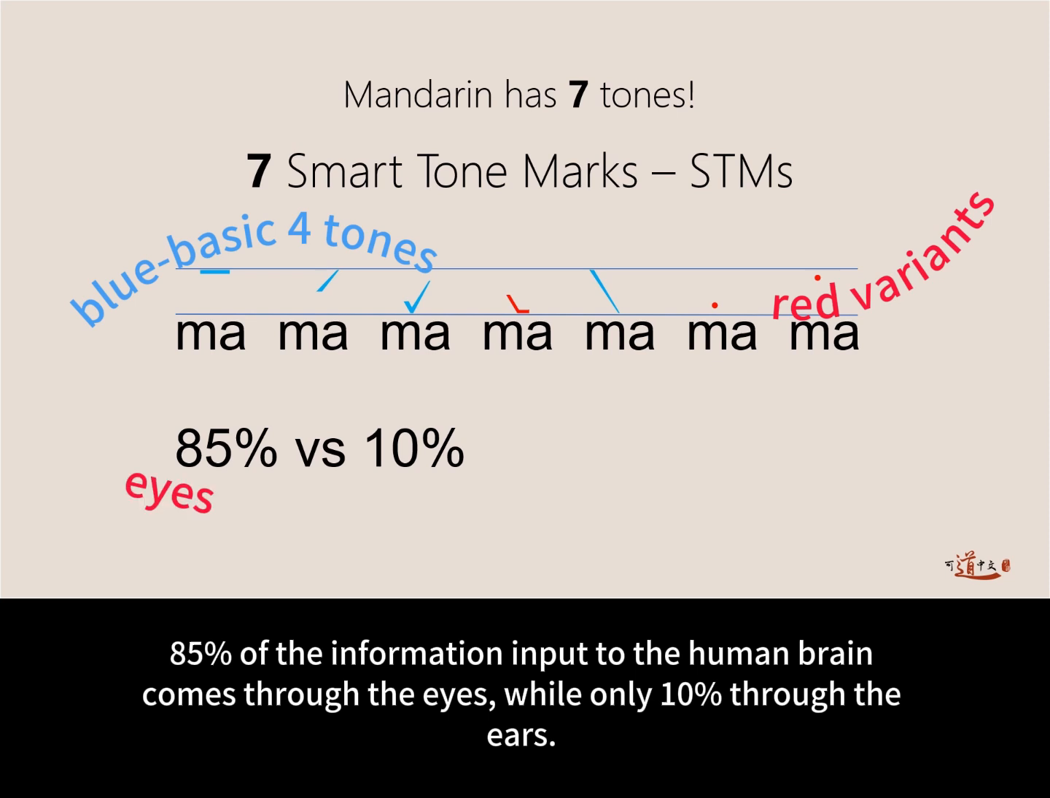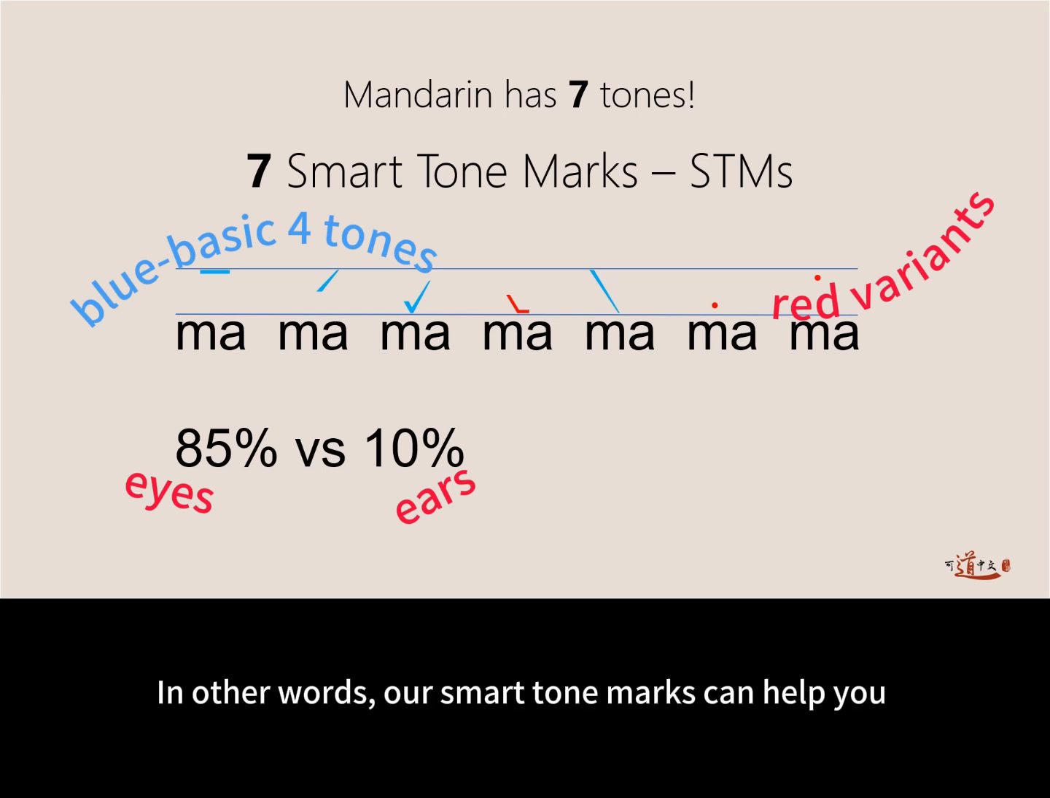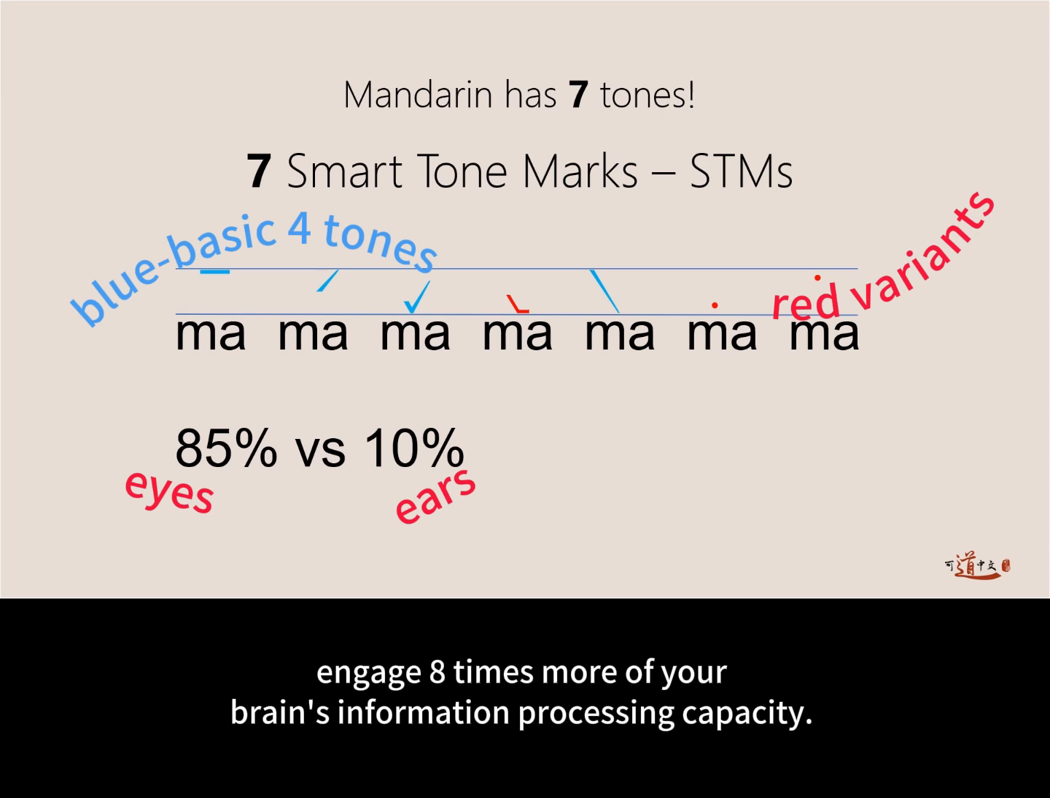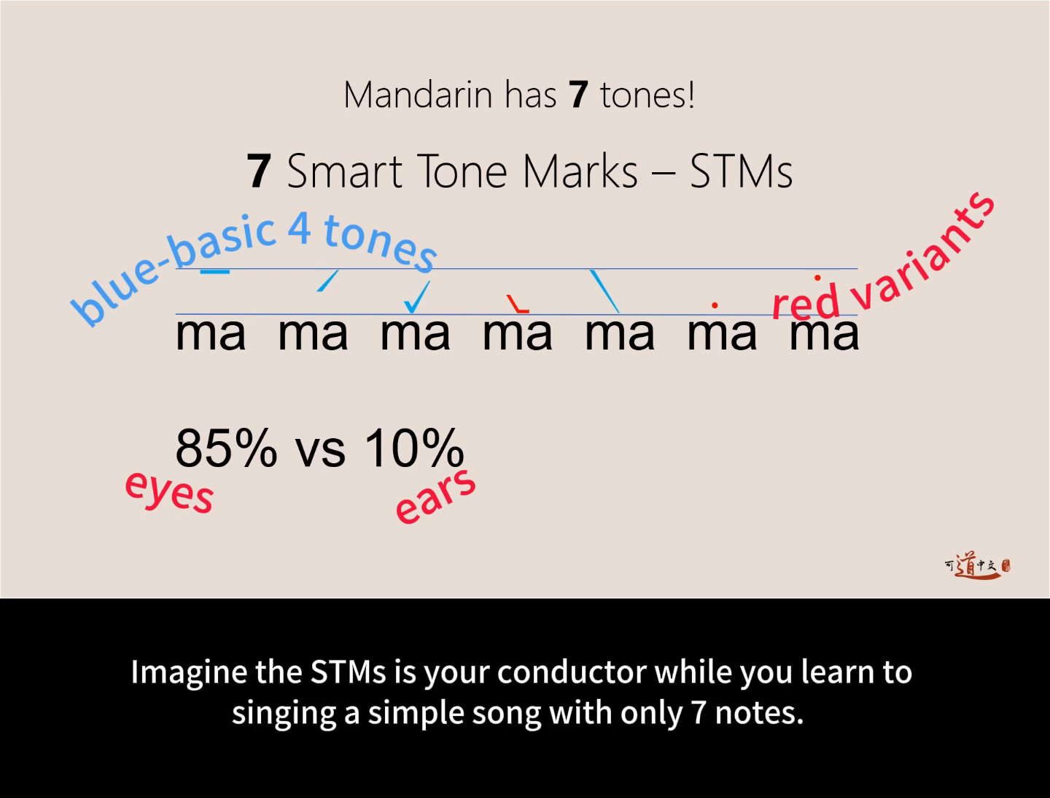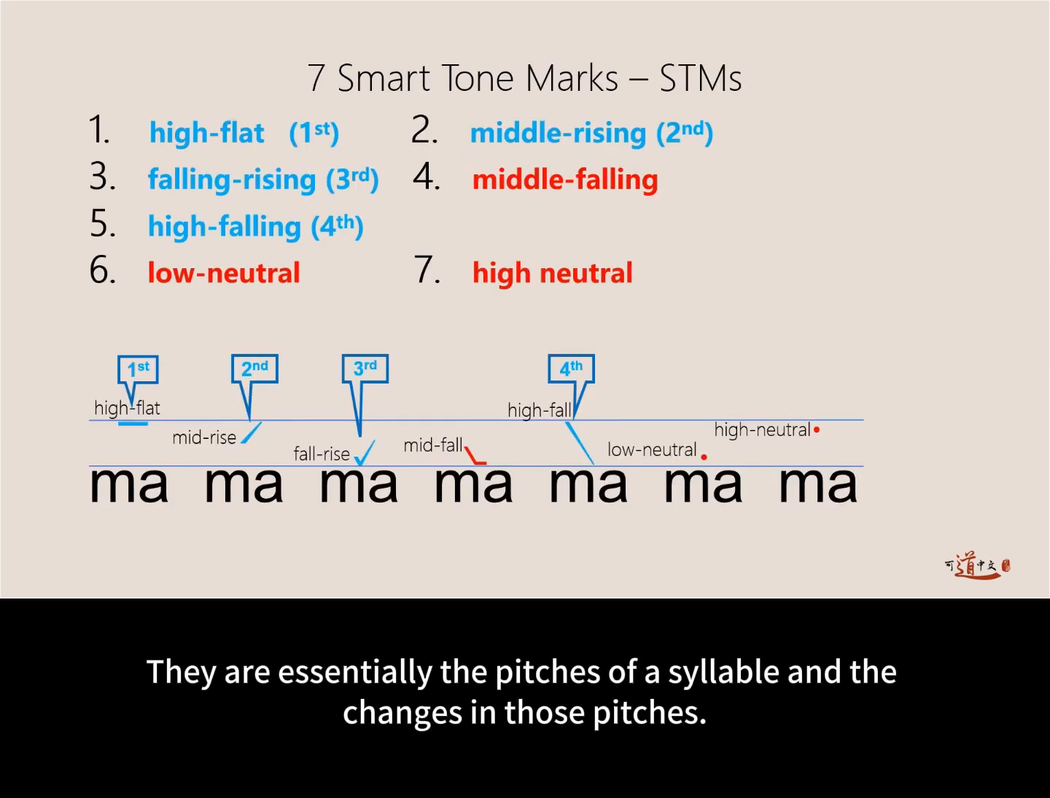85% of the information input to the human brain comes through the eyes, while only 10% through the ears. In other words, our smart tone marks can help you engage 8 times more of your brain's information processing capacity. It's a simple job. Imagine the STMS is your conductor while you learn to sing a very simple song with only 7 notes. What are tones? They are essentially the pitches of a syllable and the changes in those pitches.